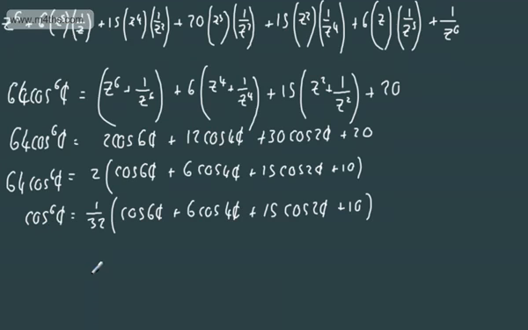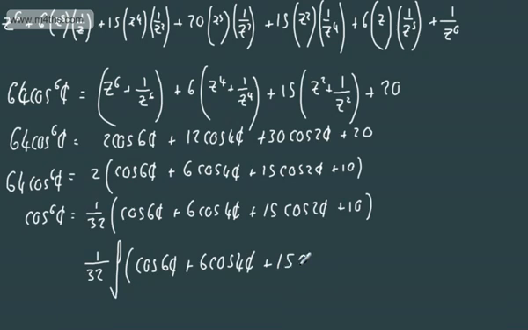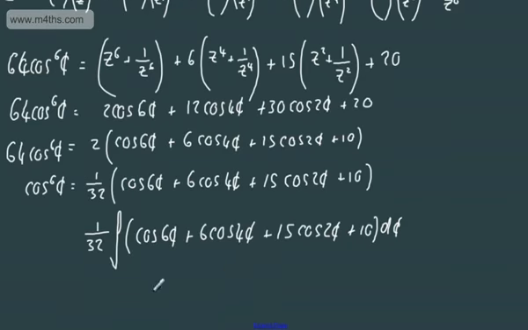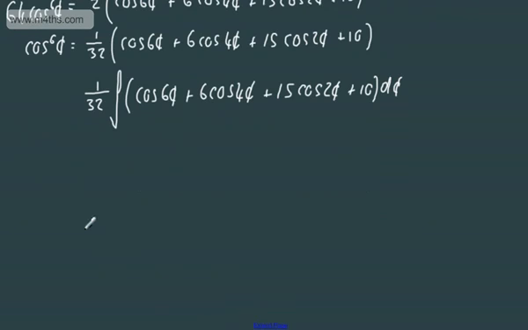So just consider the following. I can write this now as 1 over 32. Remember, this is a constant. The integral of this right here. So it's going to be the integral of cos 6 theta plus 6 cos 4 theta plus 15 cos 2 theta plus 10 d theta. So let's integrate that. We'll leave a constant outside, and we're going to be evaluating.